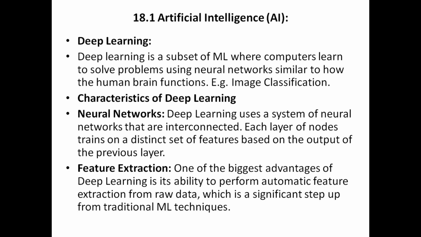Another concept of ML involves deep learning. It is where computers learn to solve problems using neural networks similar to how the human brain functions. For example, image classification. For example, plant phenotyping. It consists of neural networks. It uses a vast array of neural networks, and each layer of nodes is trained on a distinct set of features based on the output of the previous layer.